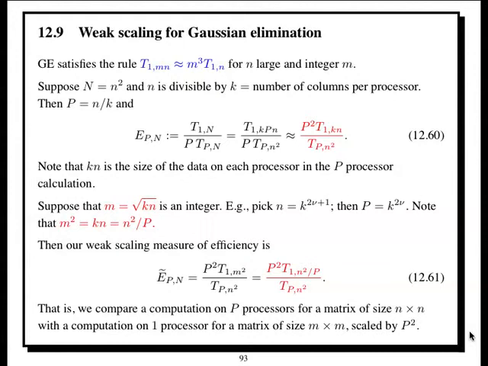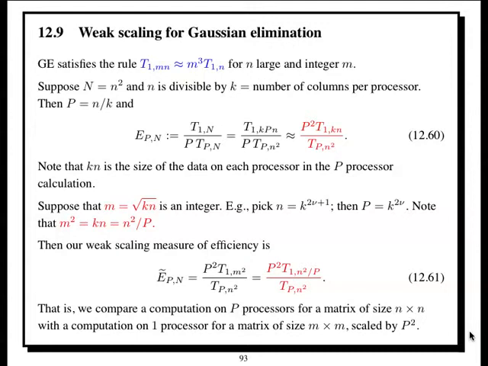Gauss elimination has this rule for scaling. So in other words, if you increase the size of the problem, then it goes like, okay, there's a slight difference in the way I've written the notation here, but let me just say what I mean. If you increase the size of the dimension of the matrix by m, then the execution time goes up by m cubed.